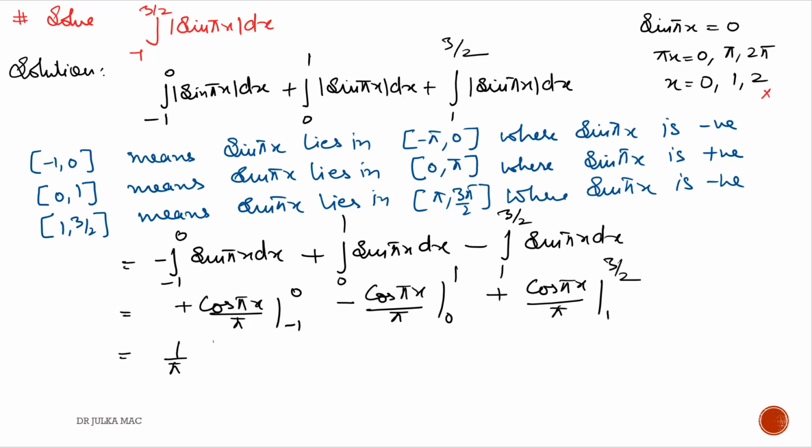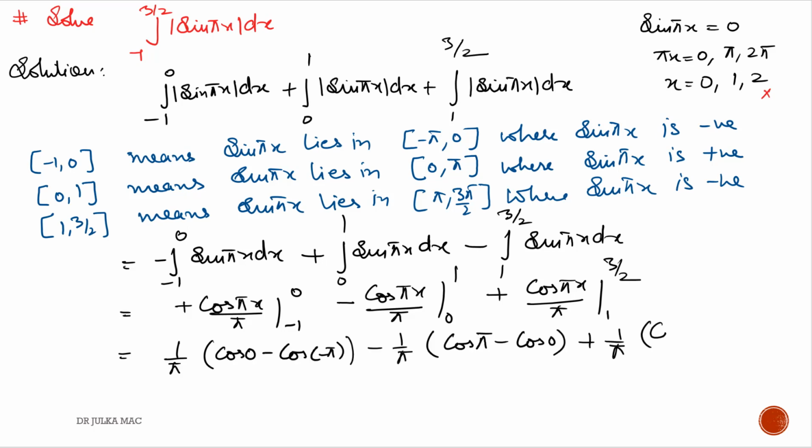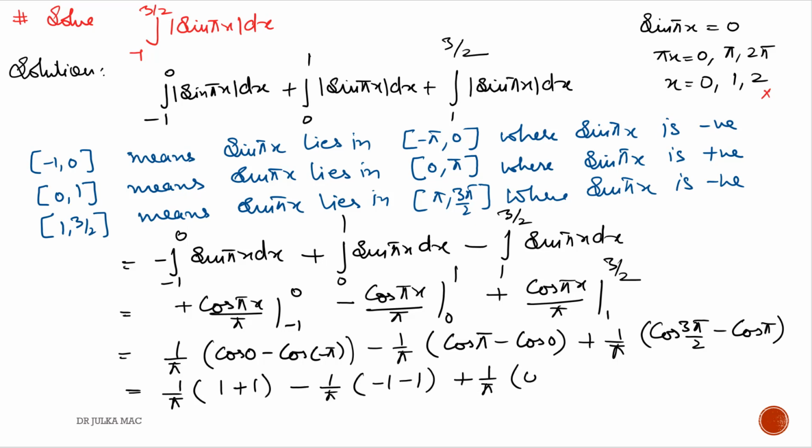After putting the upper and lower limits, we will get cos 0 is 1, cos 180 is minus 1, and cos 3 pi by 2 is 0. After putting the values, we will get the answer 5 by pi.